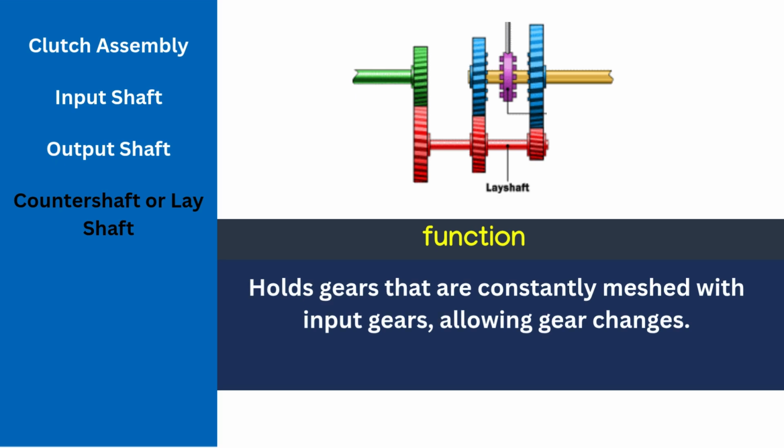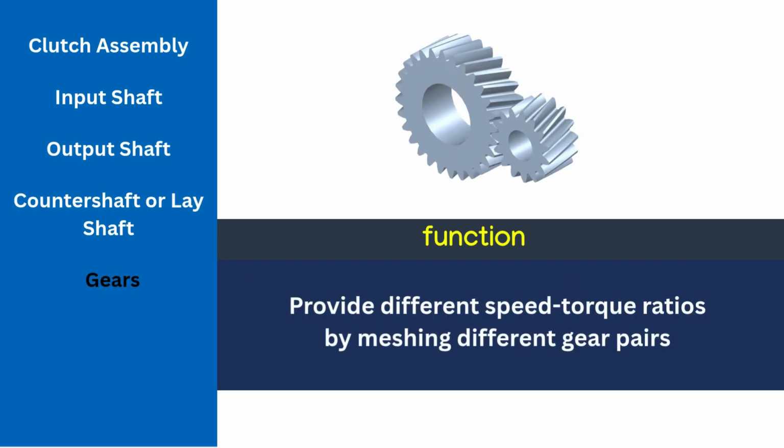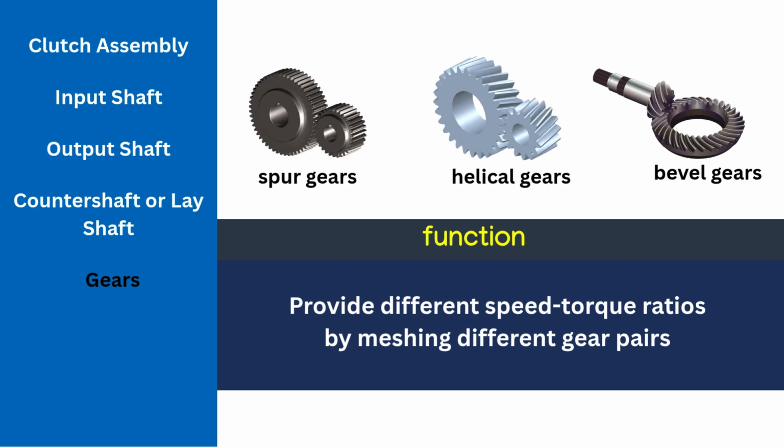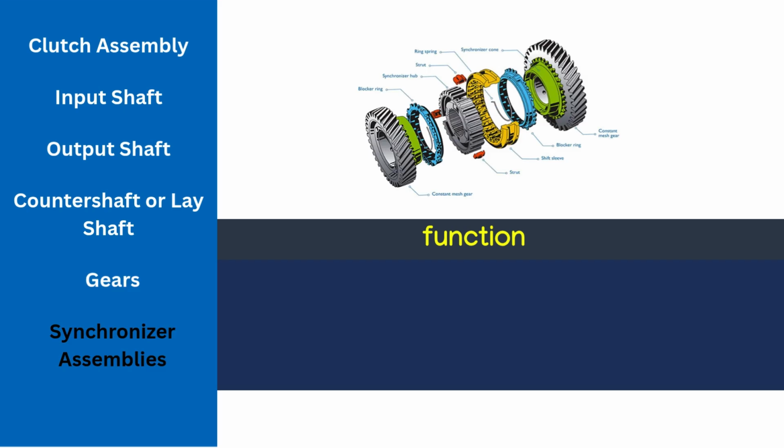Countershaft or lay shaft. Holds gears that are constantly meshed with input gears, allowing gear changes. Gears. Provide different speed-torque ratios by meshing different gear pairs. There are three types of gears: spur gears, helical gears, and bevel gears.